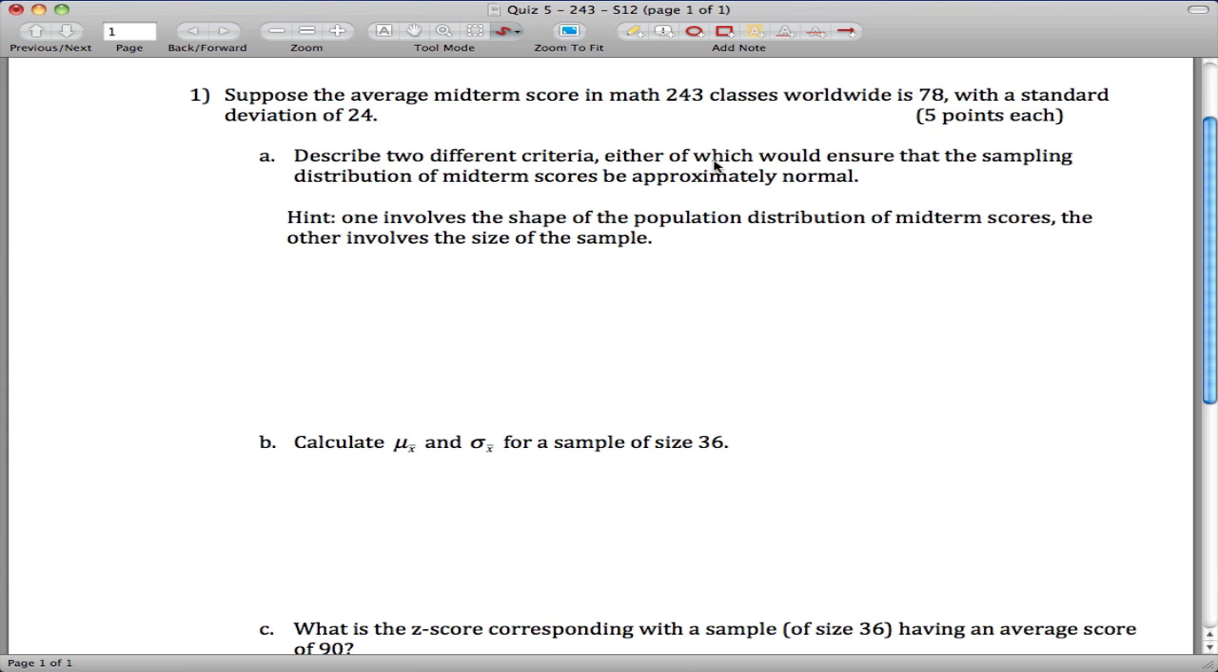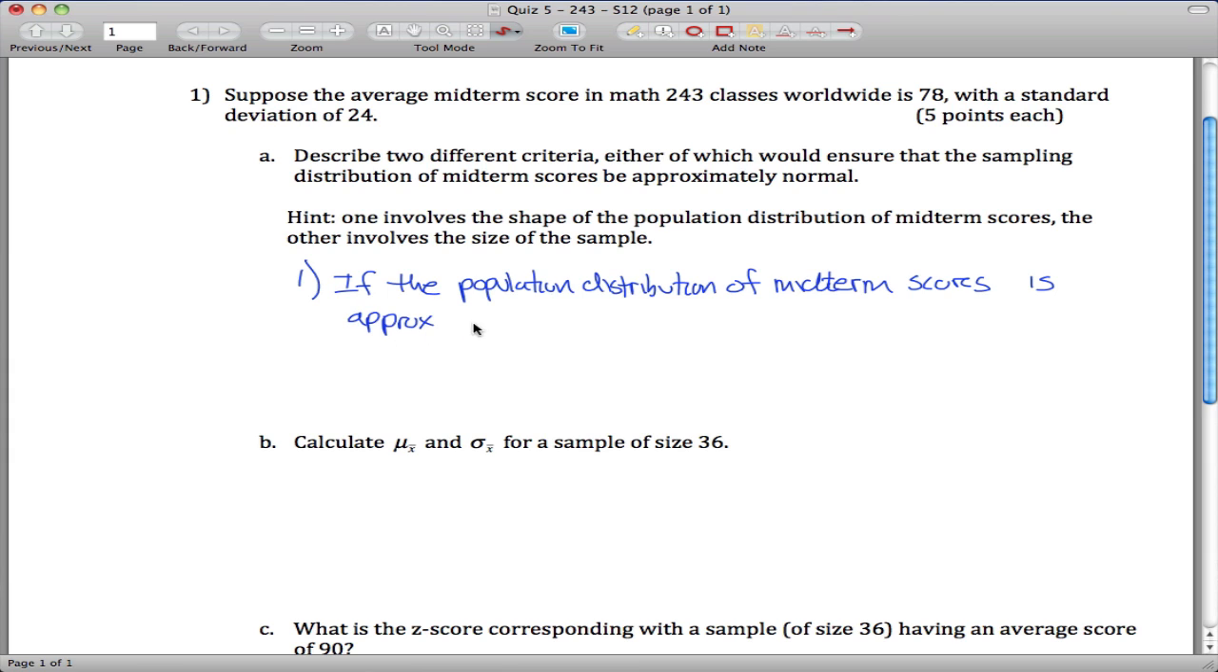First thing we want to do, describe two different criteria which would ensure that the sampling distribution of midterm scores is approximately normal. And that gives a little hint here. The first one is if the population distribution of midterm scores is approximately normal. So the idea there is if the parent distribution, the population distribution of these midterm scores is approximately normal, then when we look at the sampling distribution, it will also be approximately normal.